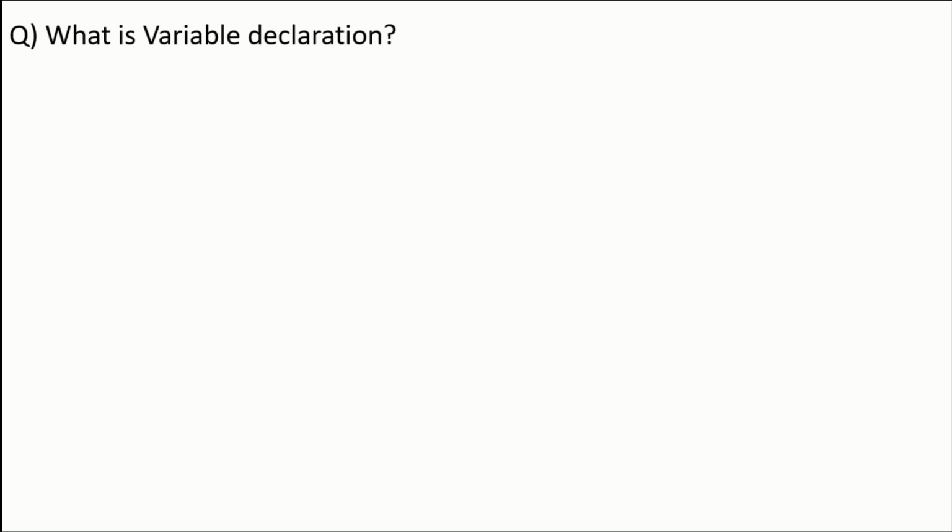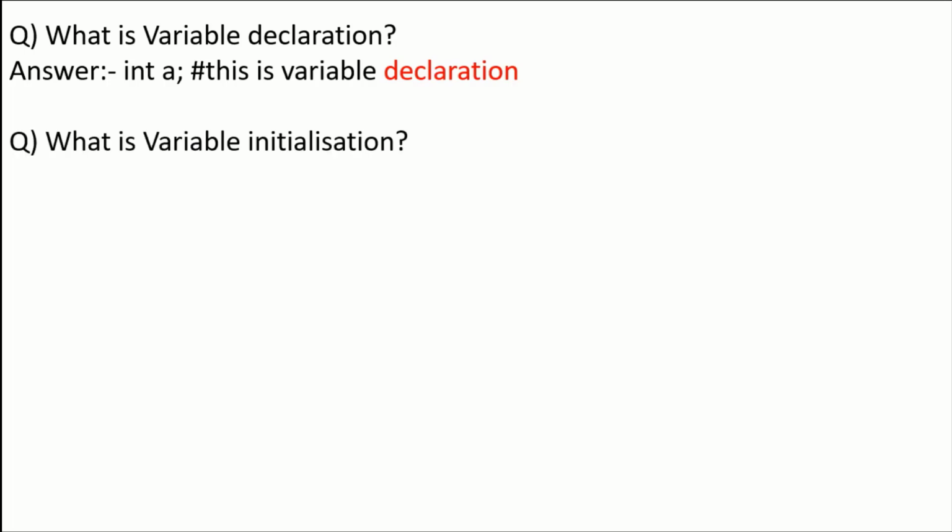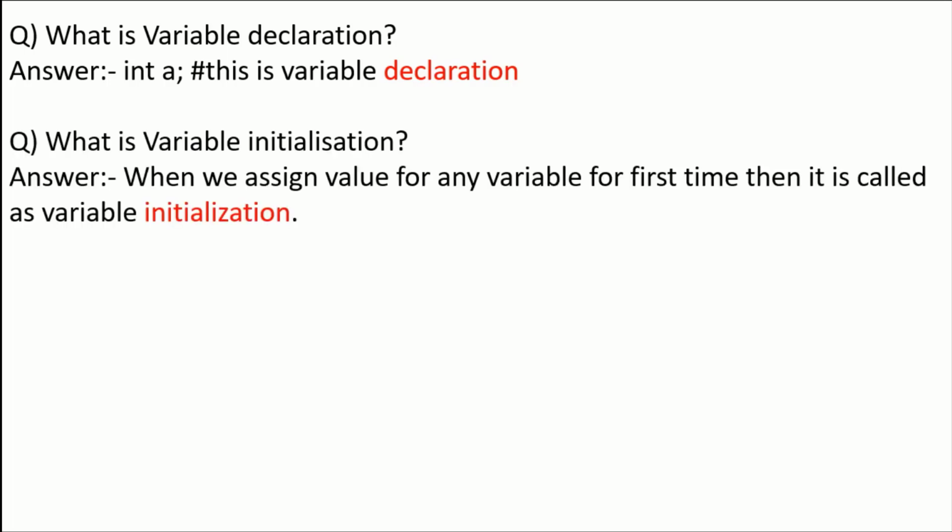Let's understand with syntax. int a; semicolon. This is variable declaration. Here a is a variable of integer data type. We have not assigned any value. Now, what is variable initialization? When we assign value for any variable for first time, then it is called as variable initialization.